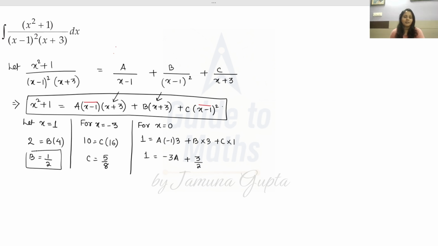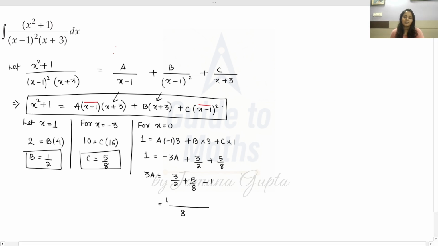We already got the value of b and we have the value of c, 5 by 8. Substitute it here. So 3a will be equal to 3 by 2 plus 5 by 8 minus 1. Take LCM, 8 will be the LCM. So 12 plus 5 minus 8, it will be 9 by 8. That means the value of a, this is 3a, so a will be equal to 3 by 8.